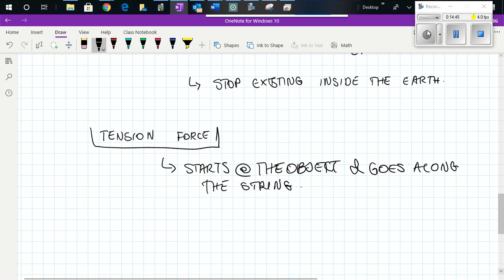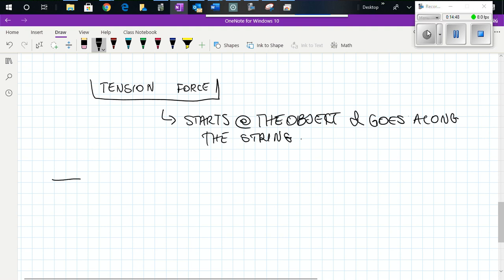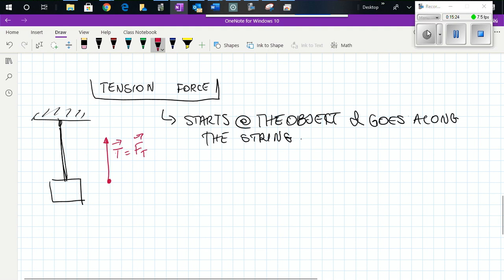So we'll see some situations here. Let's suppose that we have an object with a given mass that is hanged with a string that goes like this, and here is the wall. When we draw the tension here, the force of tension starts at the object, and then goes along the string. This is called the tension. I have the tendency to say T, but you can even say force of tension. Both of them are right.